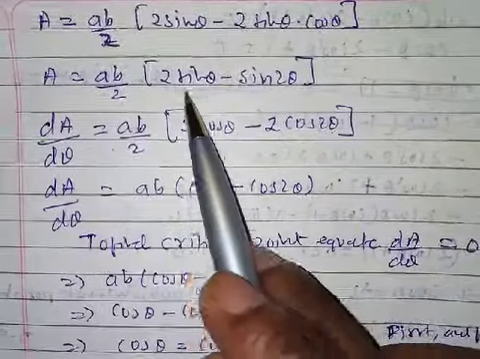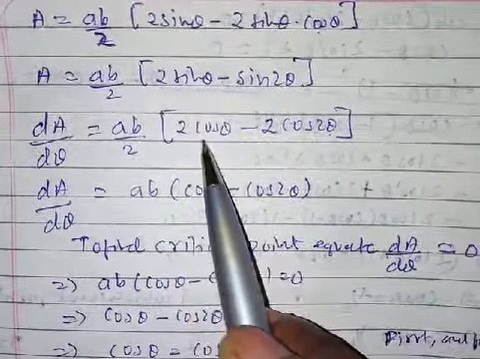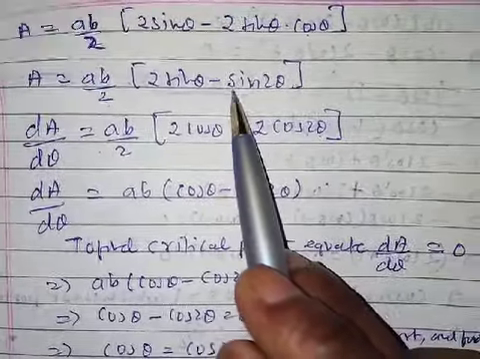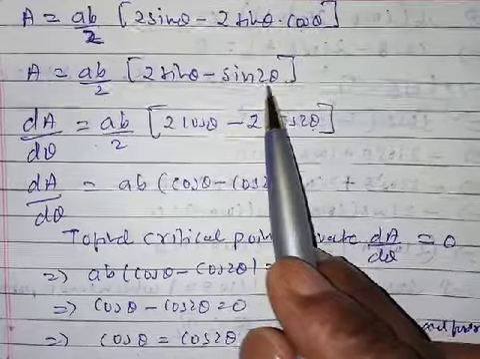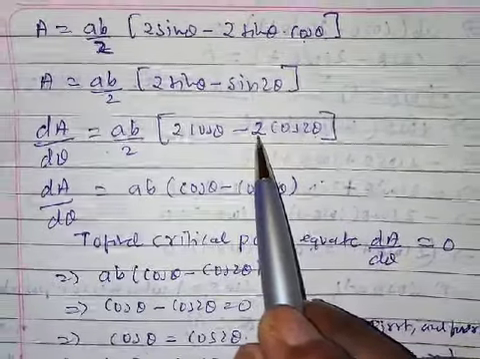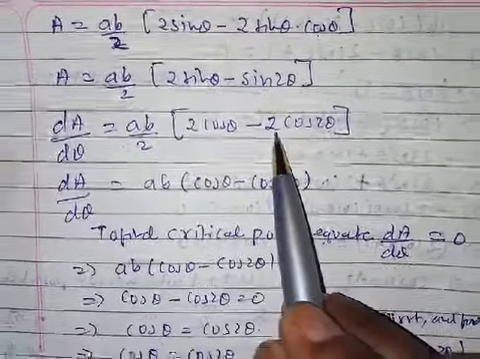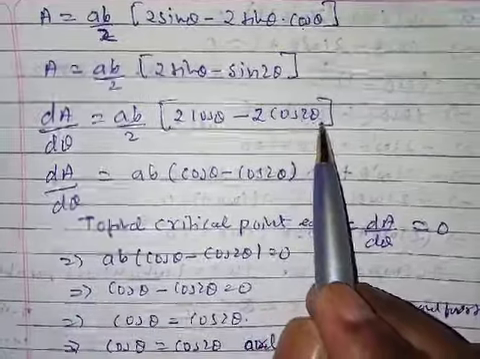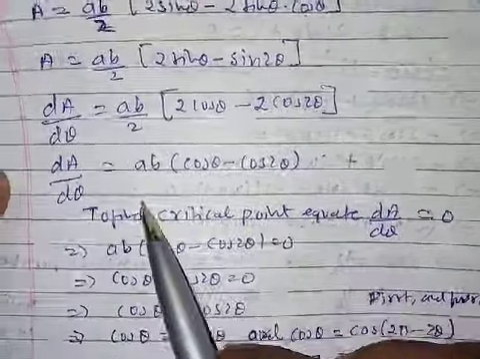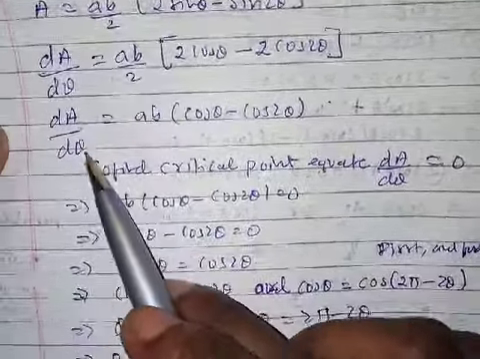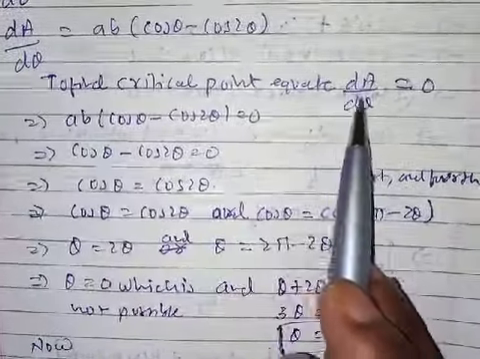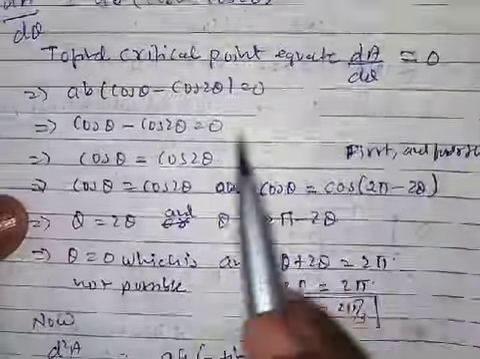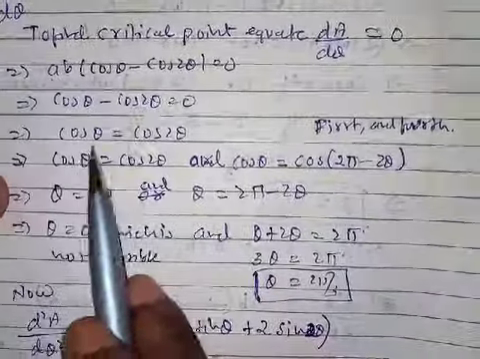We took the derivative. What's the derivative of sin theta? Cos theta. What's the derivative of sin 2 theta? It is cos 2 theta, but the derivative of 2 theta is 2. So it becomes 2 cos theta minus 2 cos 2 theta. Okay, 2 can be taken common, it cancels with this. So dA by d theta is like this. That's it. To find the critical point, dA by d theta is equal to 0. So if we equate it to 0, what we get?